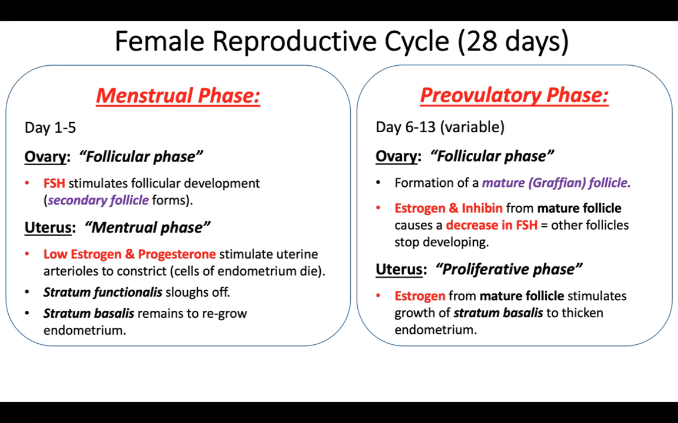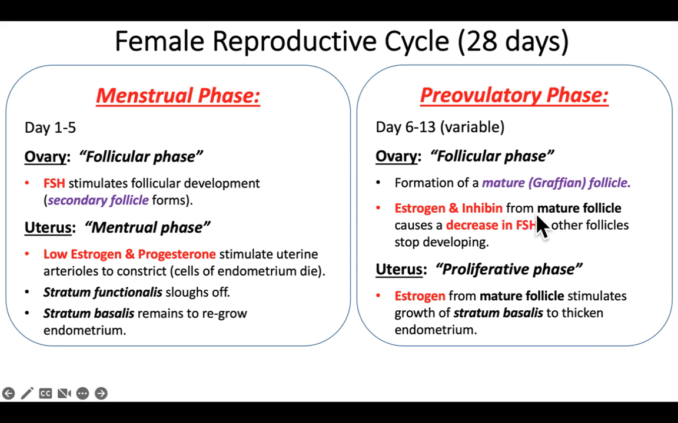Now, what happens is the mature follicle starts to produce hormones. So we see an increase in estrogen levels during this late follicular phase in the ovary. It produces estrogen and inhibin, and that's going to help to decrease the FSH levels, right?